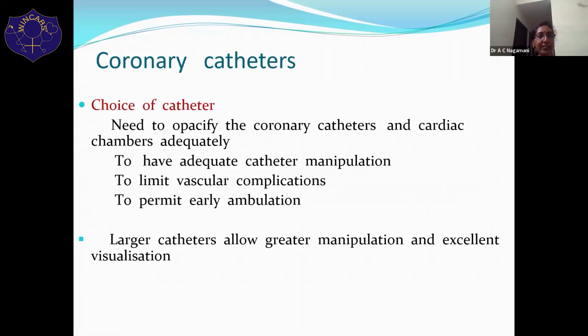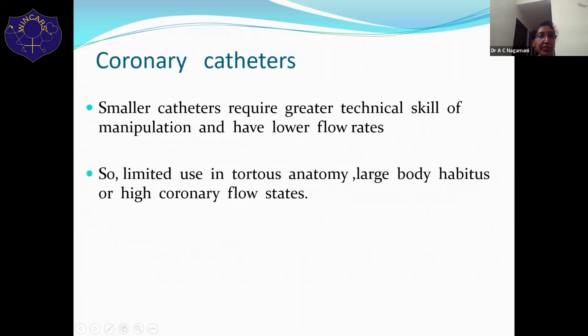So how do we choose the catheter? There is a need to opacify the coronaries and the cardiac chambers adequately. We need to adequately manipulate. We need to limit vascular complications and it should permit early ambulation. So if the catheter is larger, it allows greater manipulation and excellent visualization of the coronaries. But if the catheters are smaller French, they require more technical skill for manipulation and they have lower flow rates. So they have limited use in tortuous anatomy, large body habitus and high coronary flow states.